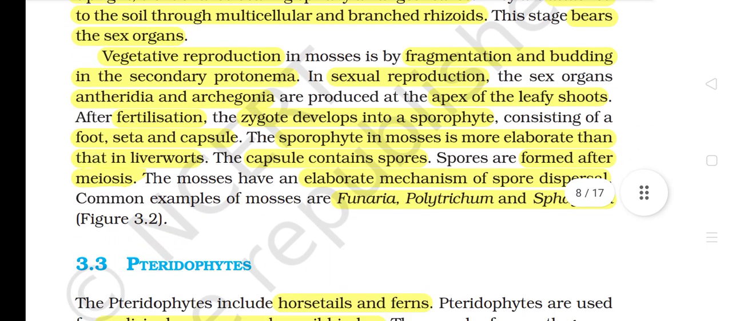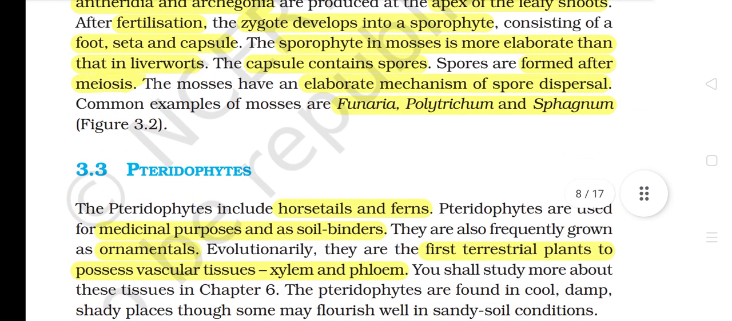Vegetative reproduction in mosses is by fragmentation and budding in the secondary protonema. In sexual reproduction, the sex organs antheridia and archegonia are produced at the apex of the leafy shoots. After fertilization, the zygote develops into a sporophyte consisting of a foot, seta, and capsule. The sporophyte in mosses is more elaborate than that in liverworts. The capsule contains spores. Spores are formed after meiosis. The mosses have an elaborate mechanism of spore dispersal. Common examples of mosses are Funaria, Polytrichum, and Sphagnum.